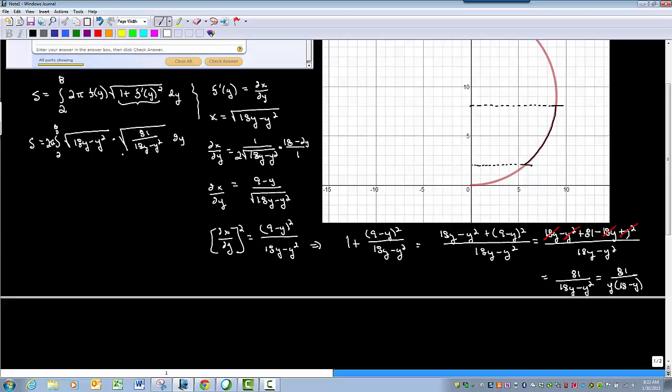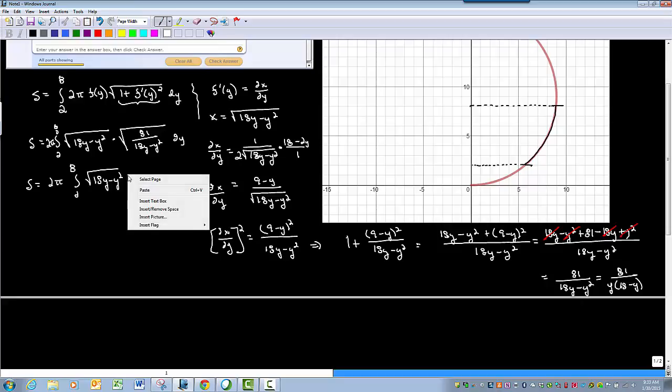Now if I take the square root of this, what I'm going to get here is the following. Square root of 81 is 9, and the square root of this, I'm just going to leave it, because notice that these guys are going to be the same.